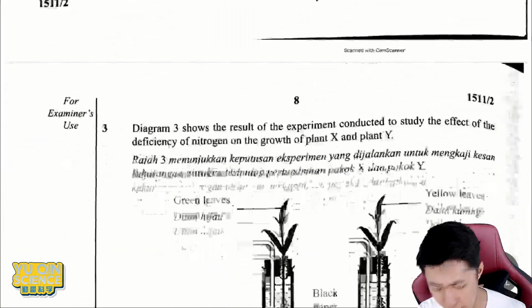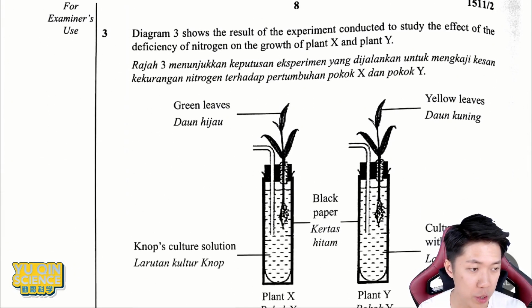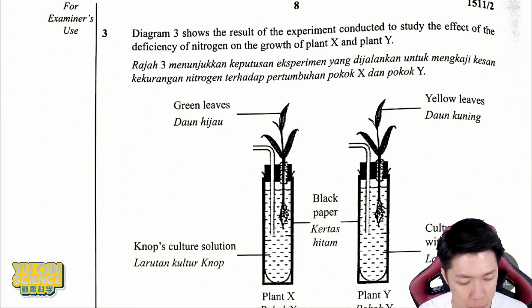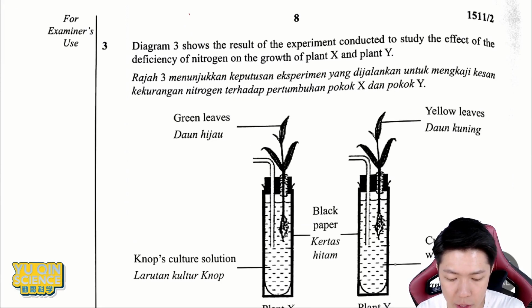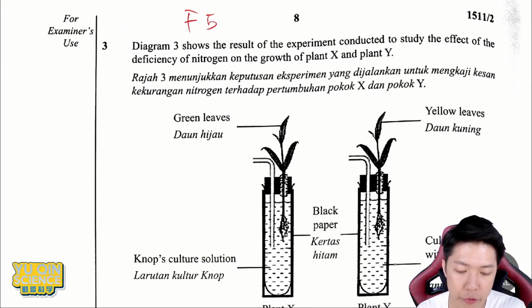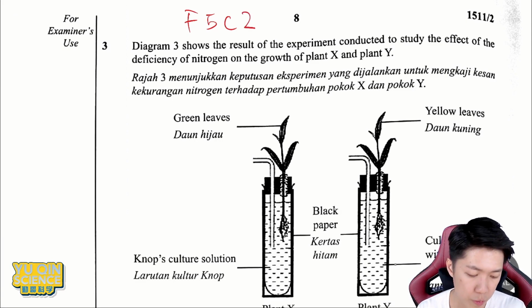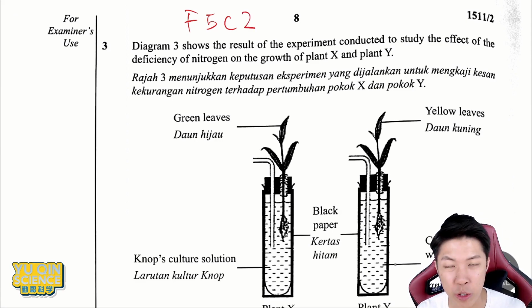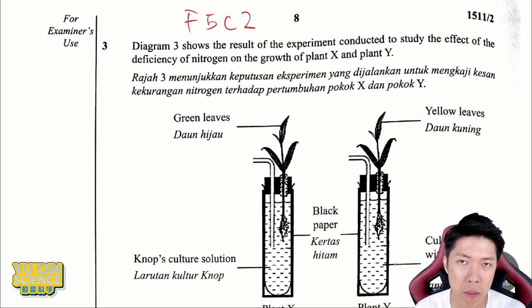Yeah. Okay, next one, number 3. Diagram 3 shows the result of experiment. Okay, this is very obvious. This is your form 5, chapter 2, where you learn about the macronutrient, micronutrient, the NPK. Yeah, this is an experiment.